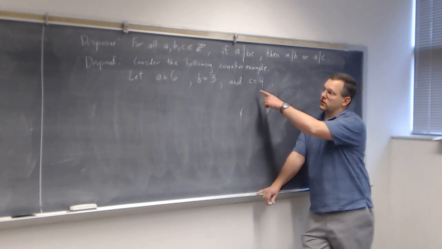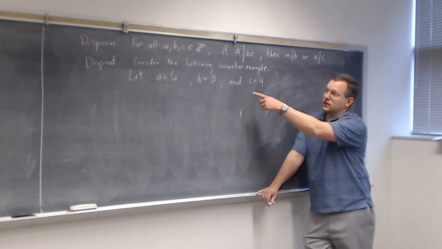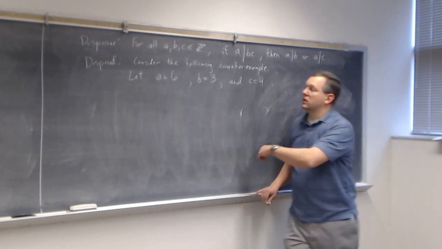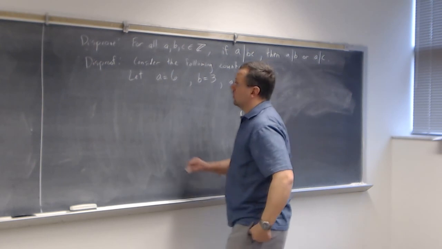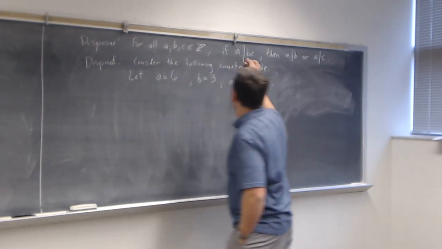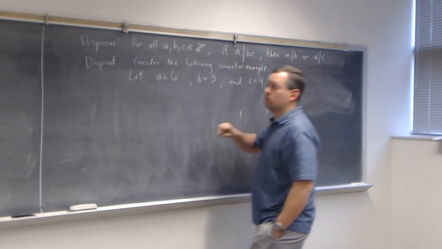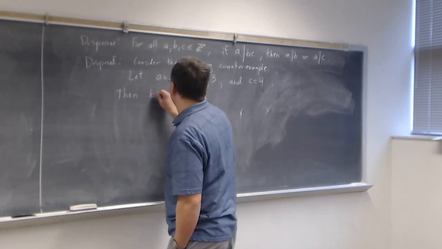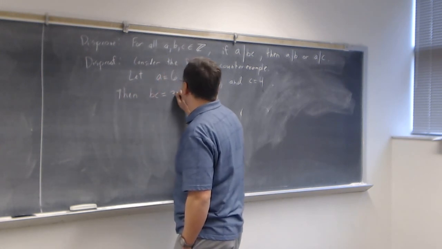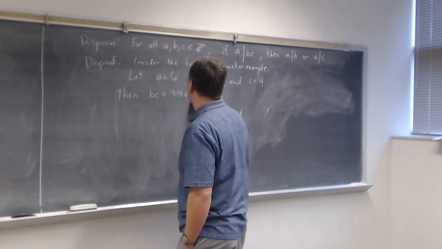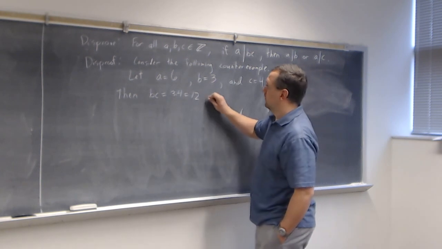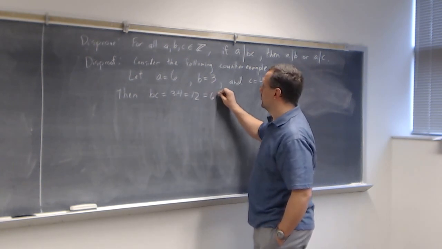I was going to say, the counterexample I came up with is A is 6, B is 3, and C is 2. That would work as well. But this works just as well. So, does A divide B times C? Okay, well, what is B times C? 3 times 4 is 12. Equals 6 times 2. Right?